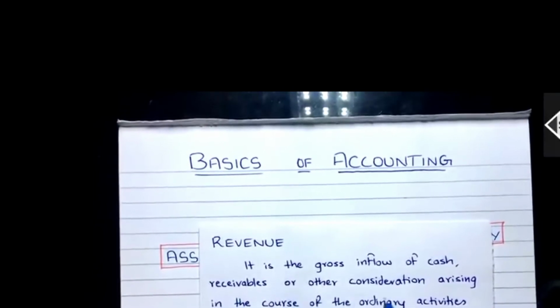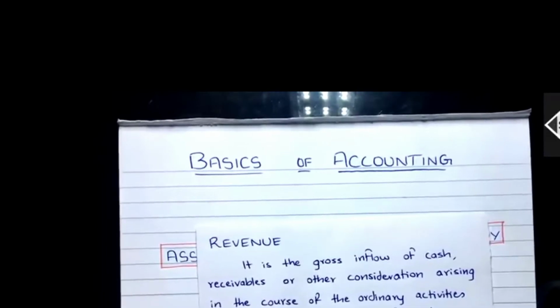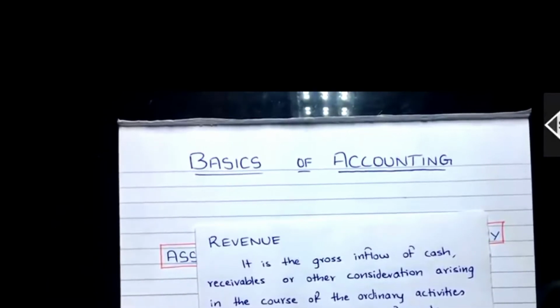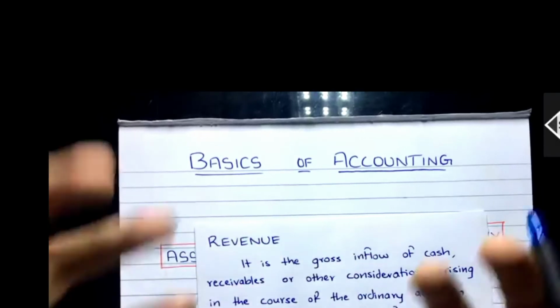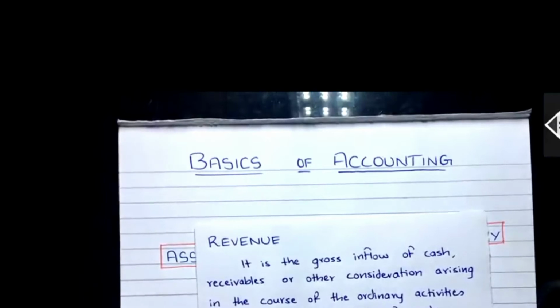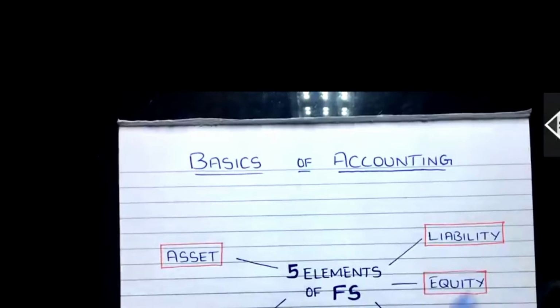Or other consideration arising in the course of ordinary activities of business, such as sale of goods. If we sell goods, then we'll get the money, right? So sales is our revenue. And then rendering of services: if it's a service business, then we will not make sales, we will render the services and we will get the money. And also interest received, rent received, dividend received, whatever income we get, that's called revenue. Simple as that. Now let's see one example to understand all these elements practically.